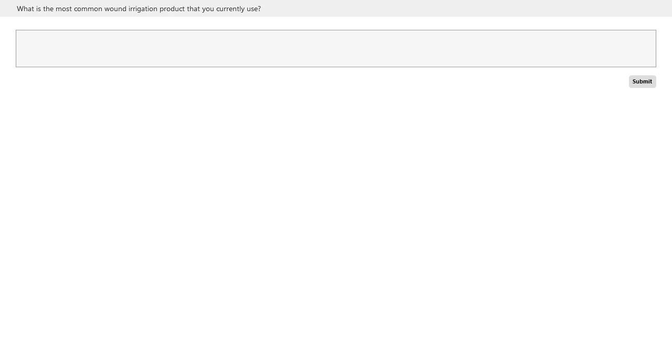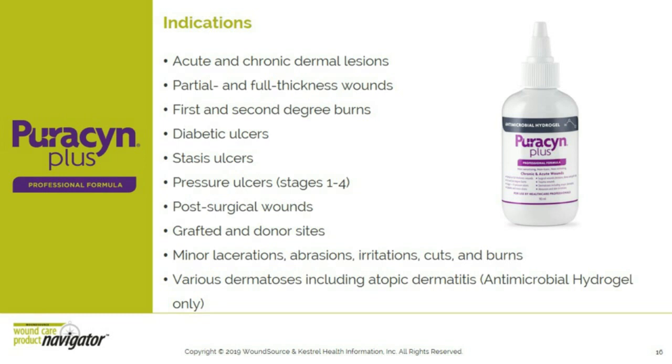So where would you use hypochlorous? Where would you use Puracyn Plus as far as indications? And the answer is you can use it anywhere. Indications for use is for acute and chronic wounds, partial and full thickness, burns, first and second degree, diabetic ulcers, venous, arterial. There's no wrong place for it.